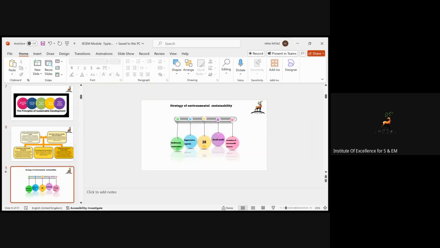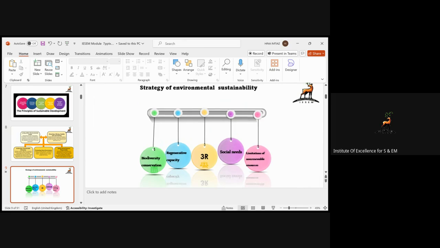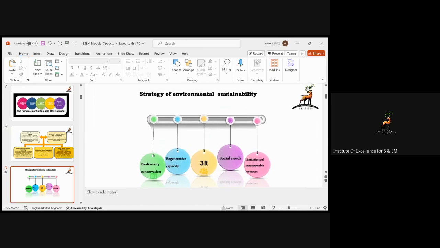So here are some strategies of environmental sustainability, that is, how can we achieve environmental sustainability. So first is biodiversity conservation. We have to stop hunting, we have to stop deforestation, because we are destroying the habitat of the animals and the birds. So we have to conserve the flora and fauna of the country we are working in or living in.